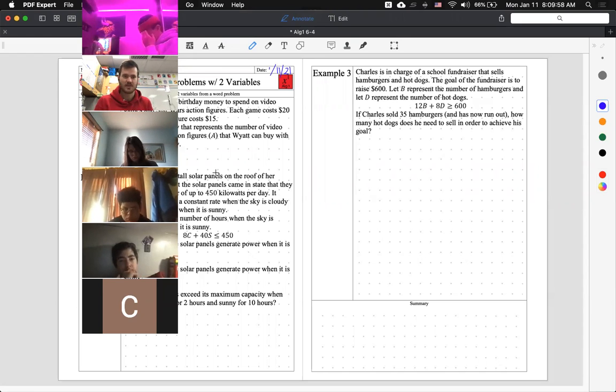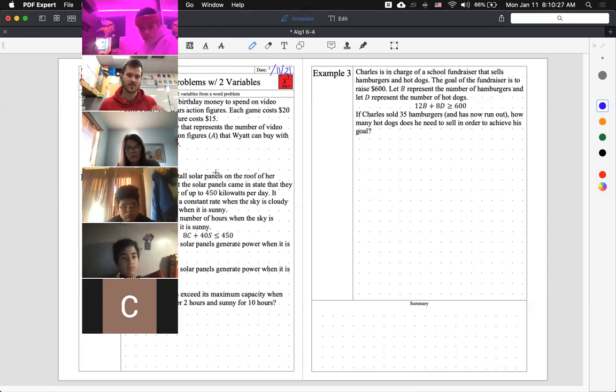Yeah, so you guys have already been copying these problems down. Does anyone want to read example number 1? Yeah, Ripley. Wyatt has $134 of birthday money to spend on video games and Star Wars action figures. Each game costs $20 and each action figure costs $15. Write an inequality that represents the number of video games and action figures that Wyatt can buy with his birthday money.